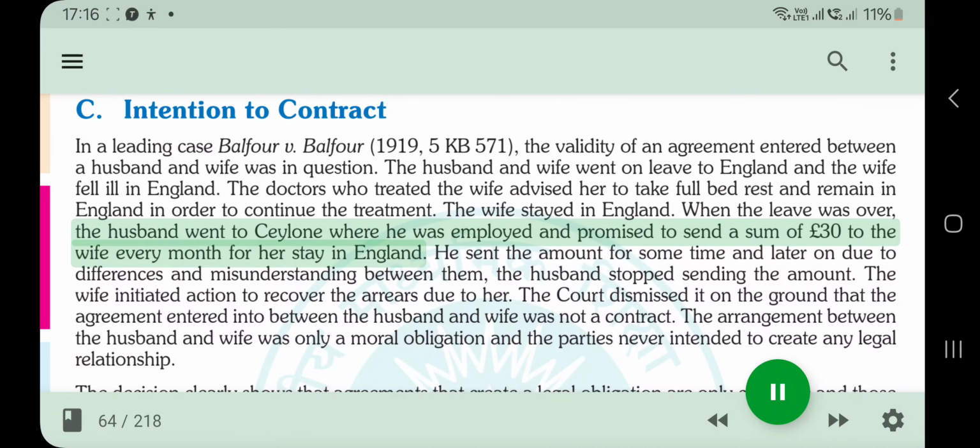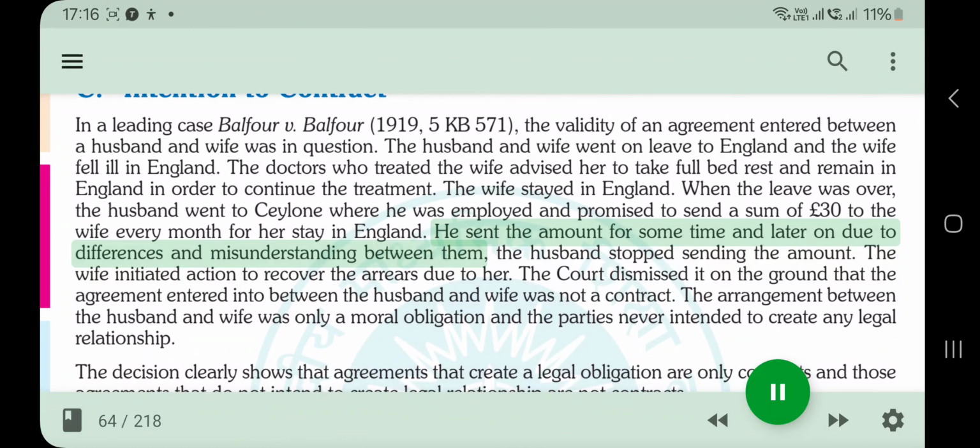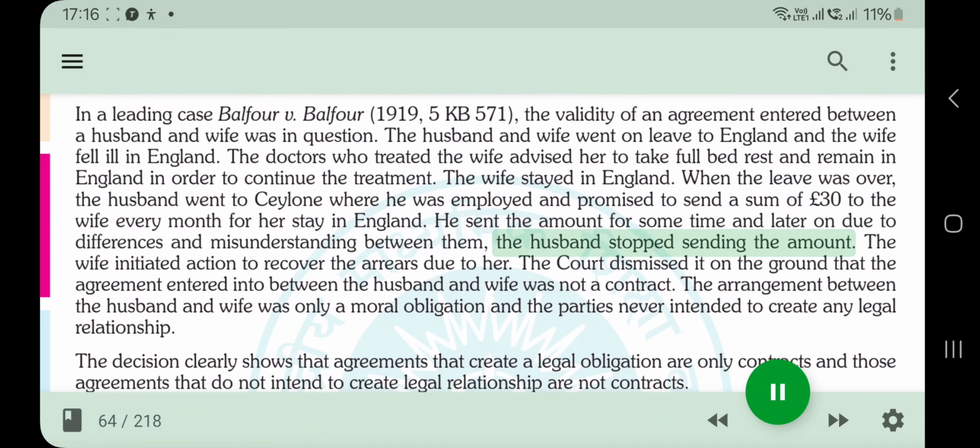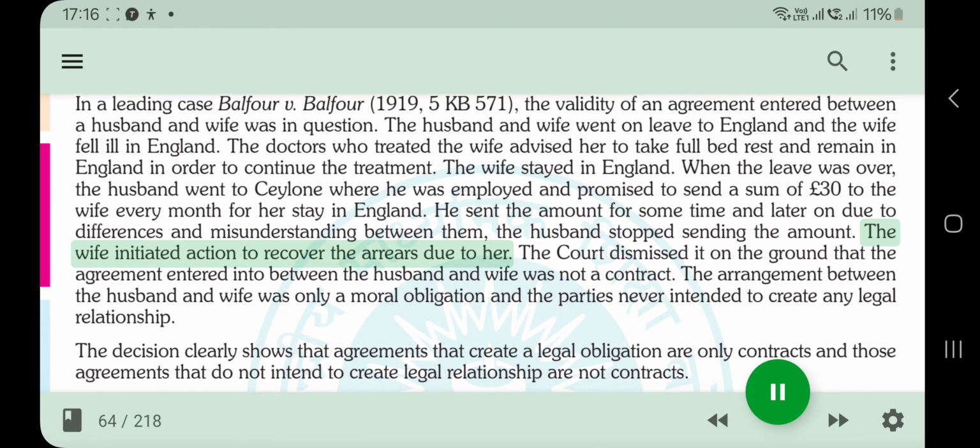When the leave was over, the husband went to Ceylon where he was employed and promised to send a sum of £30 to the wife every month for her stay in England. He sent the amount for some time, and later on, due to differences and misunderstanding between them, the husband stopped sending the amount. The wife initiated action to recover the arrears due to her.